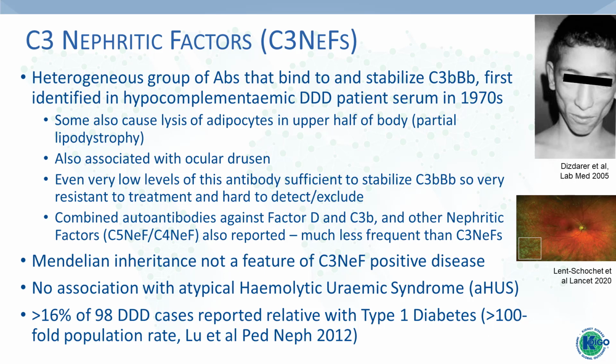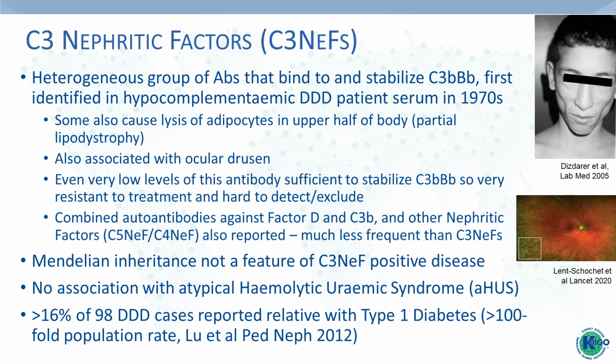Importantly, even very low levels of this autoantibody can be sufficient to stabilize C3BBB. So this autoimmune process can be very resistant to treatment and indeed hard to detect or exclude by clinical assays. There are also other autoantibodies that have been associated, including combined antibodies against factor D and C3b and other nephritic factors, which have been reported in a very small number of patients.